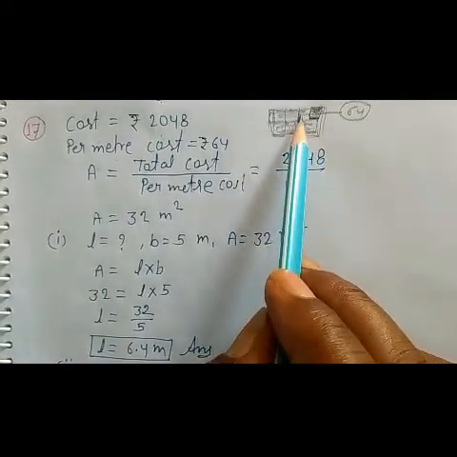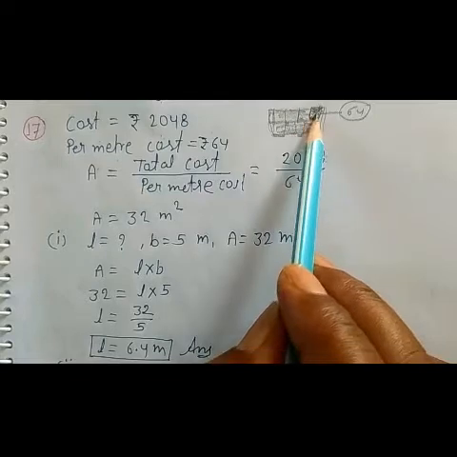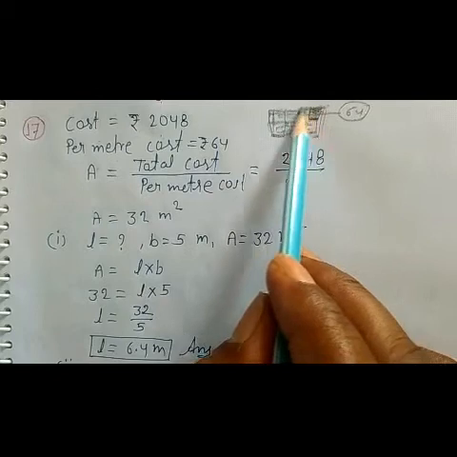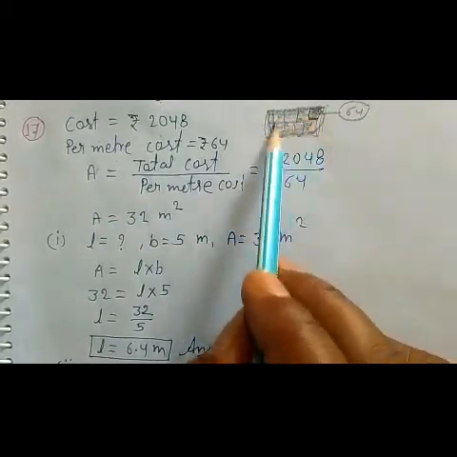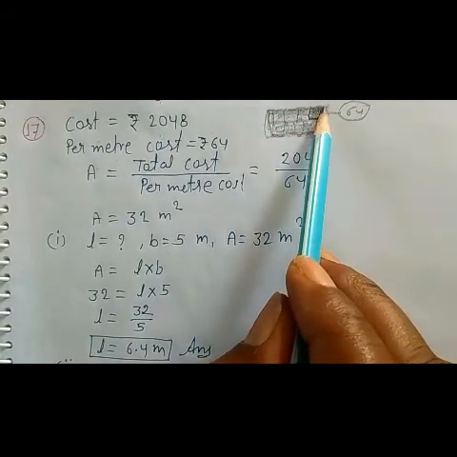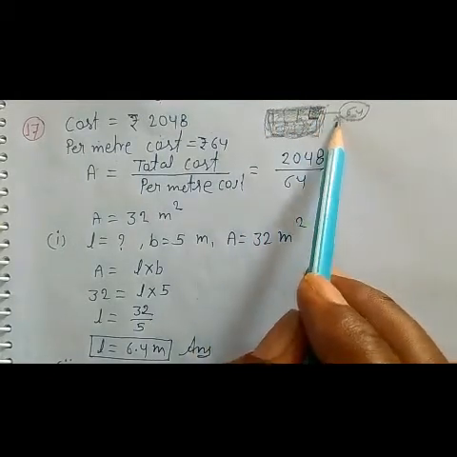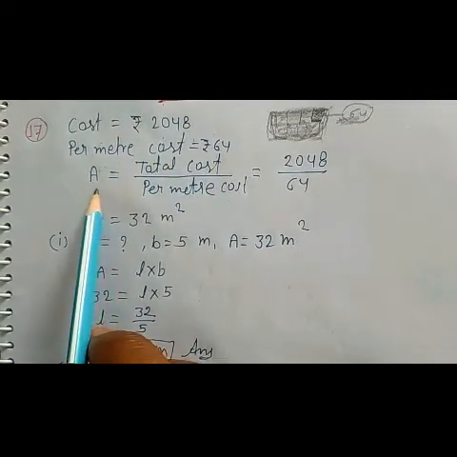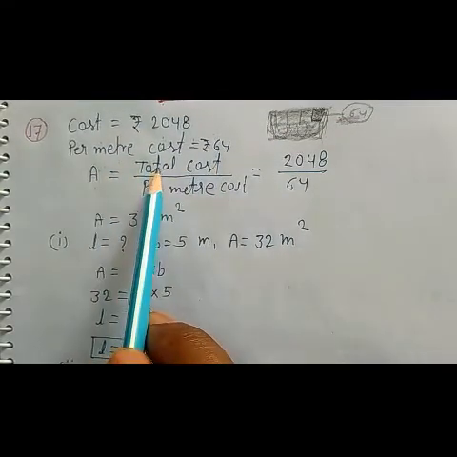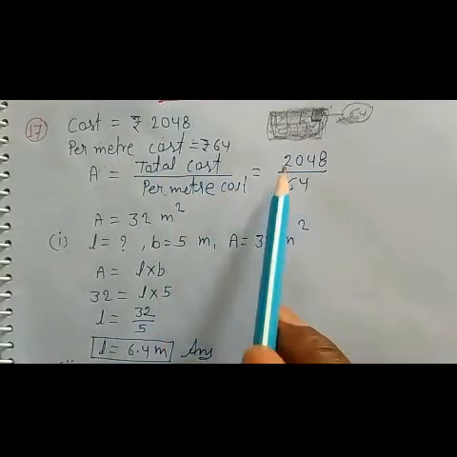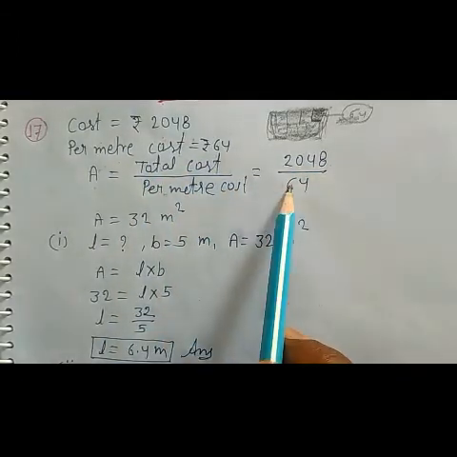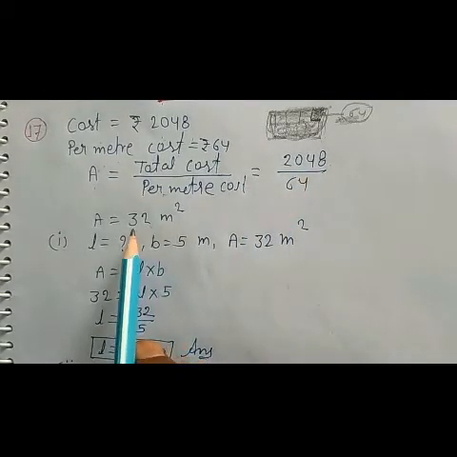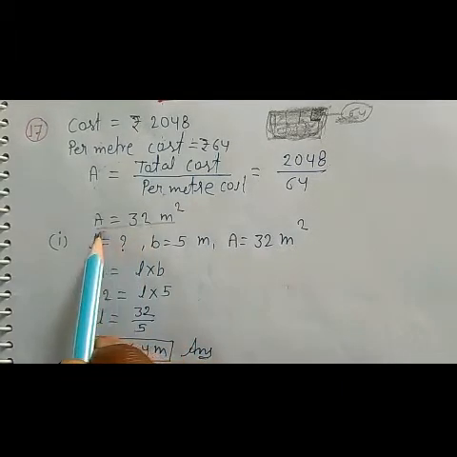8. It means whatever the area of this field, to find out the total cost of flooring it, simply divide the total cost by the per meter area cost. So this is the total cost, this is the per meter cost. Area of the floor equals total cost upon per meter cost. Total cost is 2048 rupees and per meter cost is 64 rupees. Divide this, 32 meter square will be the area. This is the area of the field.